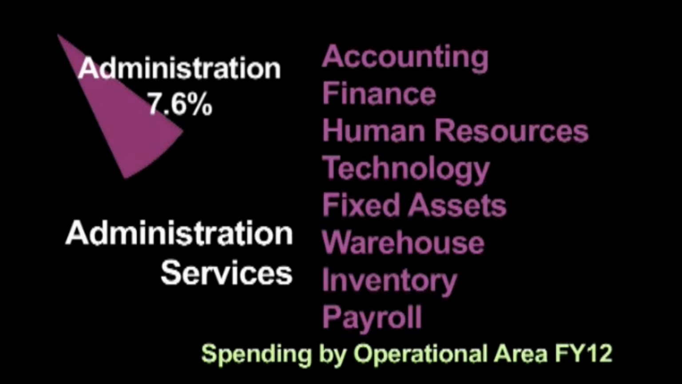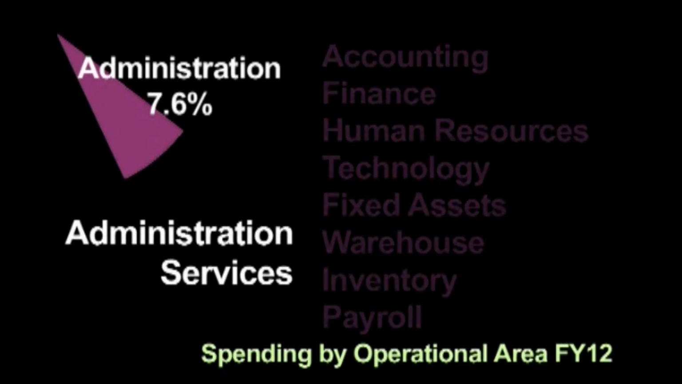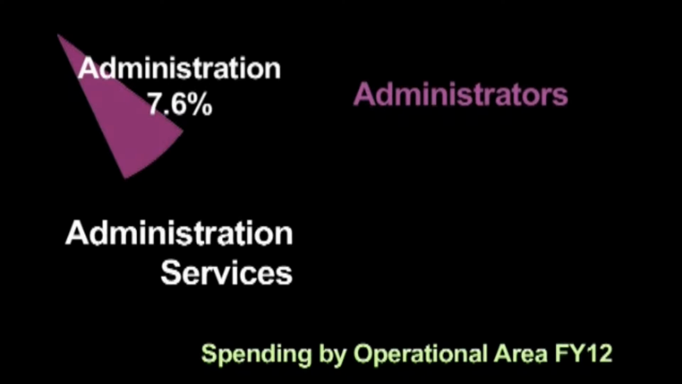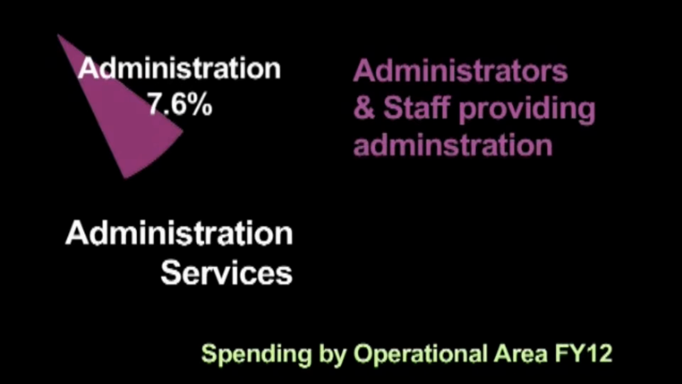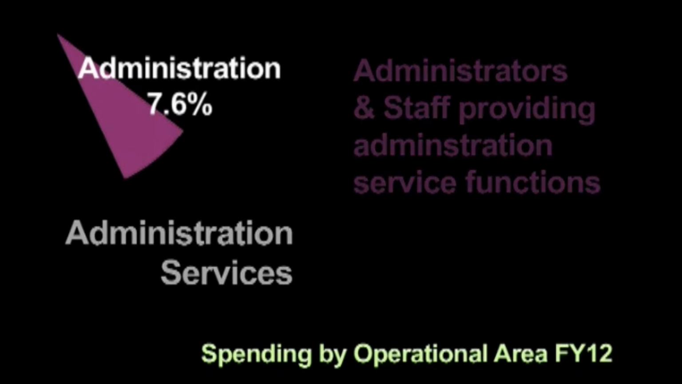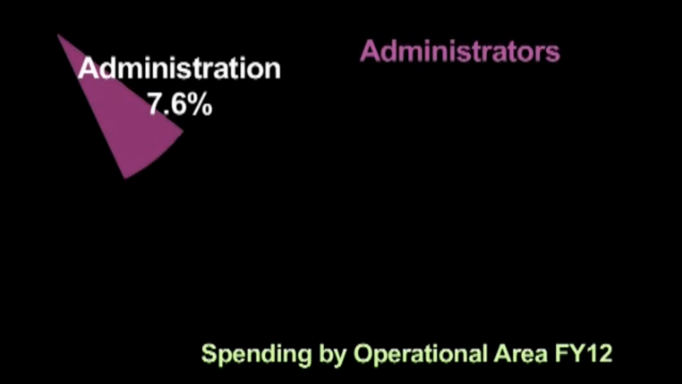So now, when we're comparing these different numbers as to what is the cost of administrators as opposed to administration services, the administration services includes administrators as well as staff that is providing that administration service function. And all of that together comes up to about $18 million with benefits. However, we also note that there is a group of positions that are called administrators, and these are typically your higher paid professionals that have more of a director role in the operation of the district. And those particular roles cross a lot of different functional areas. So we would have administrators in other areas such as transportation, student support, and instruction support.